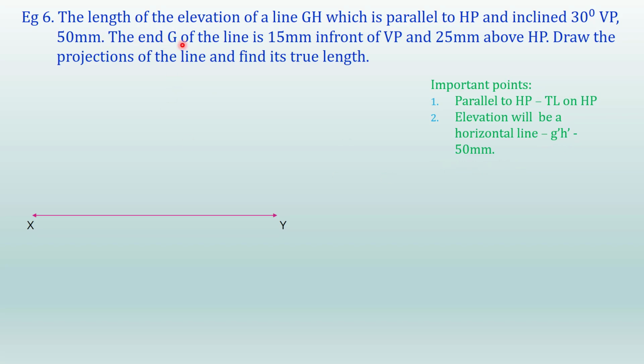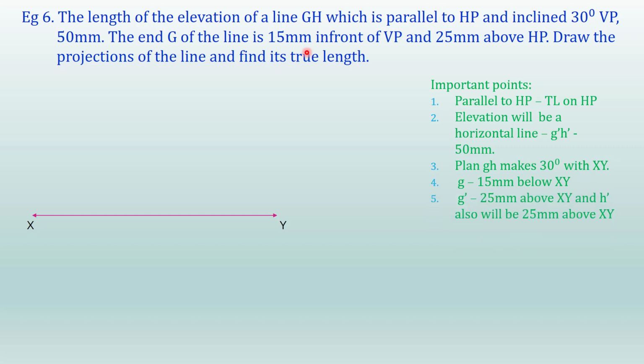Now the starting point of the line is 15 mm in front of VP. That means G is given as 15 mm below the XY line and 25 mm above the XY line. Then the plan makes an angle of 30 degrees with VP. So it makes an angle of 30 degrees with XY. Now since G dash H dash is horizontal, H dash also will be 25 mm. So we will draw the orthographic projection.